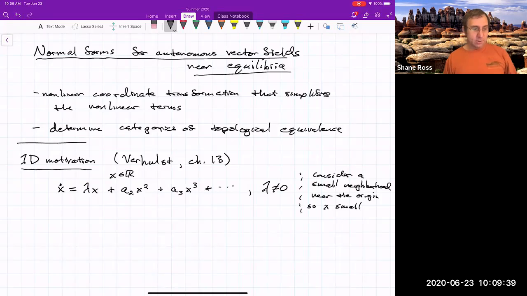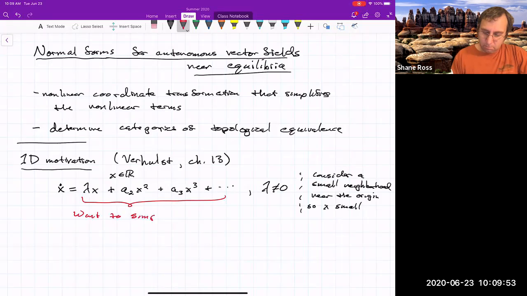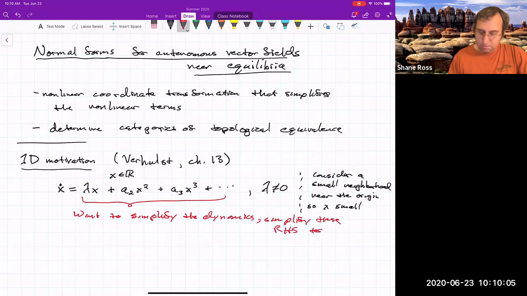Now, let's say we want to simplify the dynamics. So this right-hand side is just too complicated. We'd like to transform our variables to simplify the dynamics. That means simplify these right-hand side terms. And we'll use a near identity change of variables to do this.